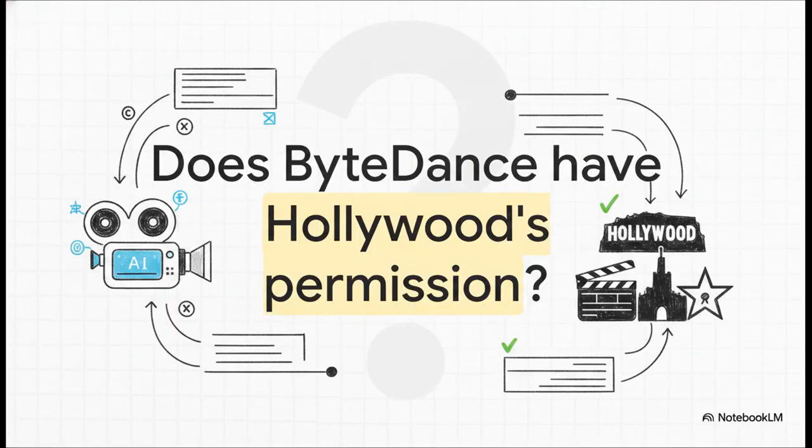Which brings us to our final thought, and the most provocative question we're left with in this explainer. ByteDance undoubtedly has the generational tech to change production forever, but do they have Hollywood's permission? Can a tool this powerful and capable seamlessly integrate into Western production pipelines without a formal legal consensus on copyright and likeness? It is a fascinating standoff, and it's one that will absolutely define the future of AI and entertainment.